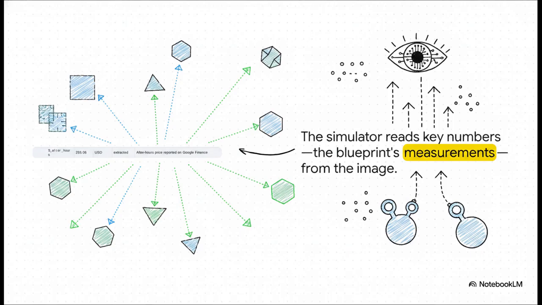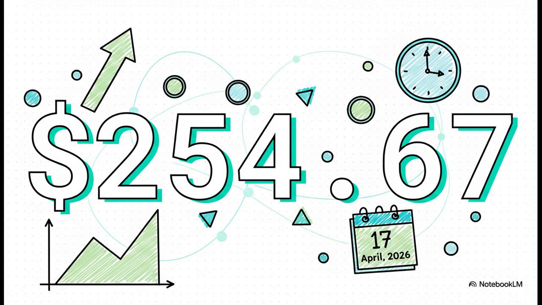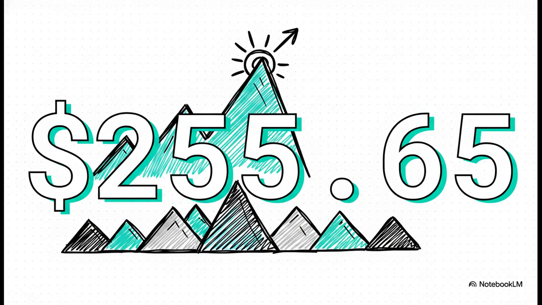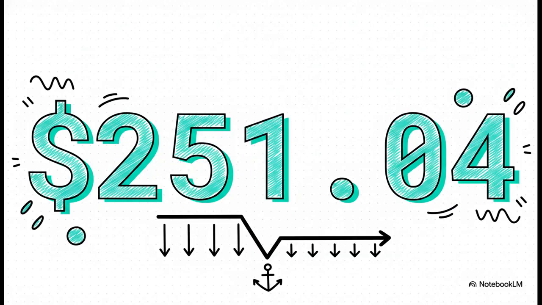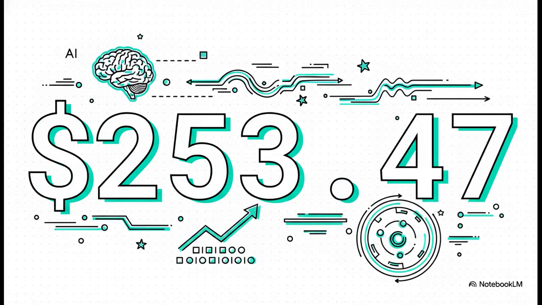So let's take a look at what it found. First up, it grabs the opening price, $254.67. Check. Next, the high for the day, $255.65. Got it. The low point hits at $251.04. And to wrap it up, the closing price, $253.47. Boom. Those four numbers right there, that's the absolute heart of our digital blueprint.